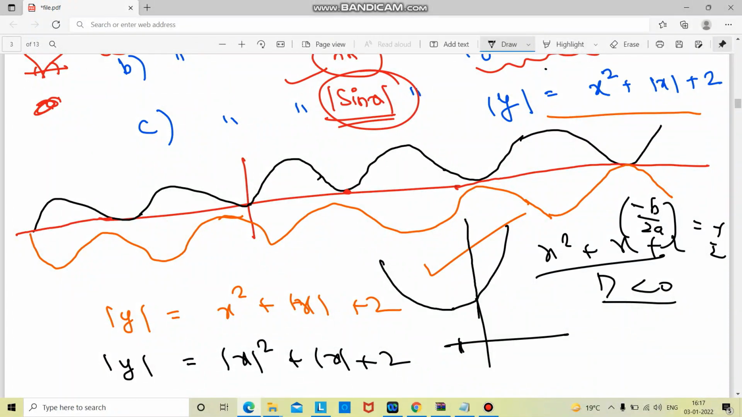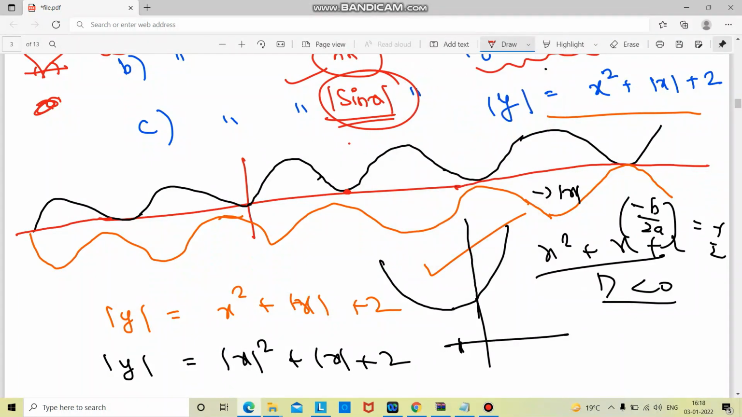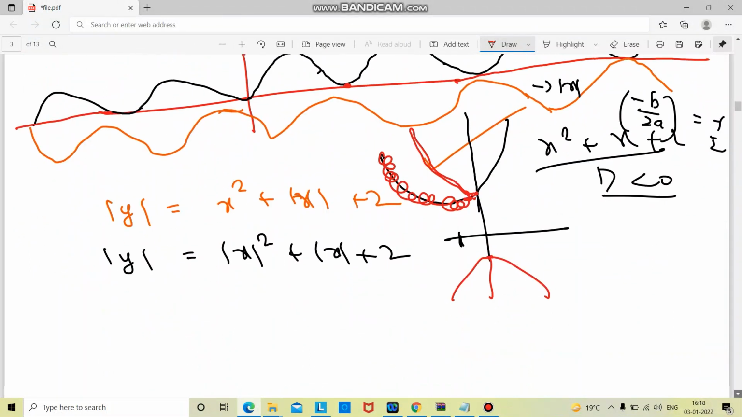And then we have to take the mod. So the mod x transformation we know. We will remove the portion on the left of the y-axis. So it would be removed and our graph will look something like this. Mirror image of this on this side. And then we have to take mod y. So we will remove the portion below the x-axis and take the mirror image. This would be the graph of the third one.